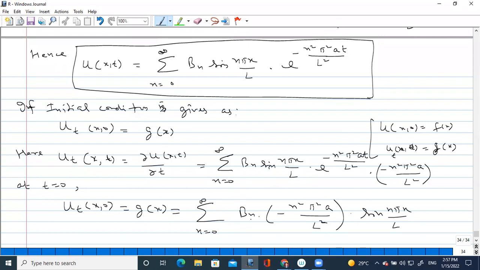Now here I can apply the Fourier series method. So how to find out this b_n? Just multiply on both sides with this value and then integrate. So that method we will apply. Note down this.